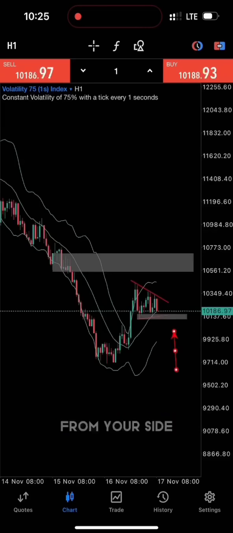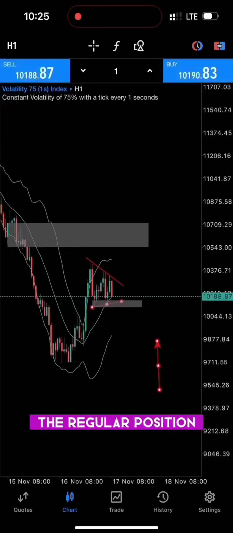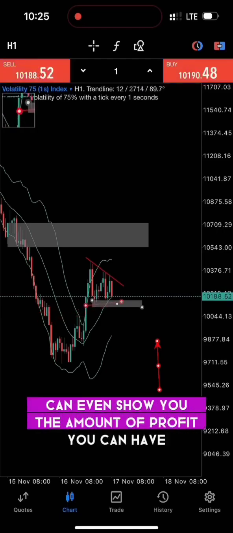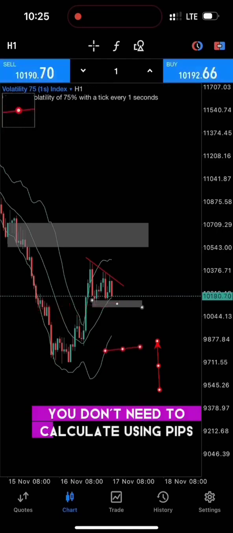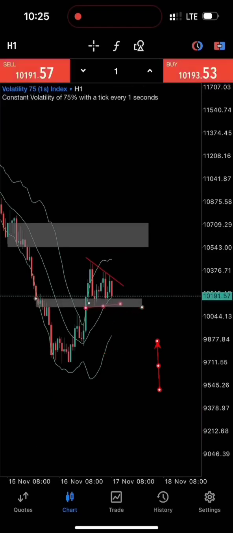But as for you from your side, don't try to copy me here. Just put the regular position, the smallest one. You can put 1. The TP nowadays can even show you the amount of profit you can have. You don't need to calculate using pips, so you can just see and be content with that.